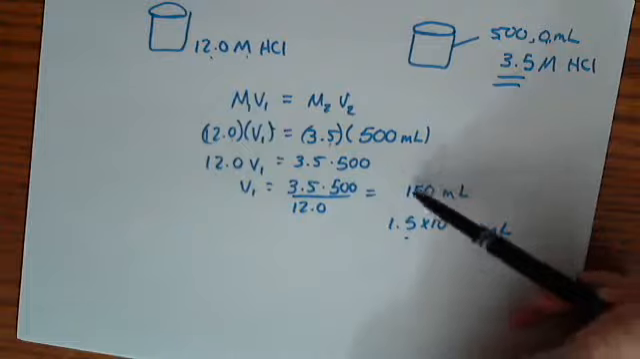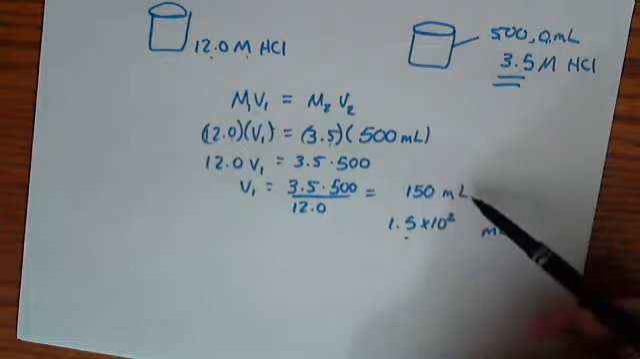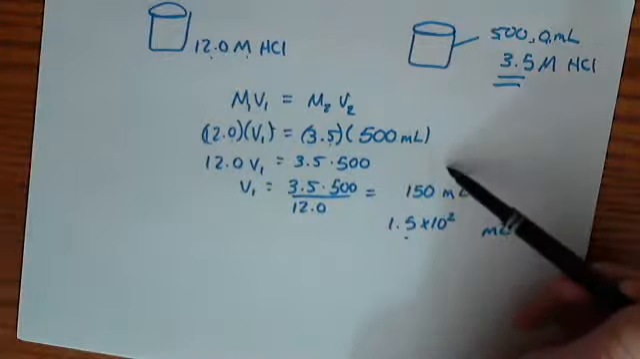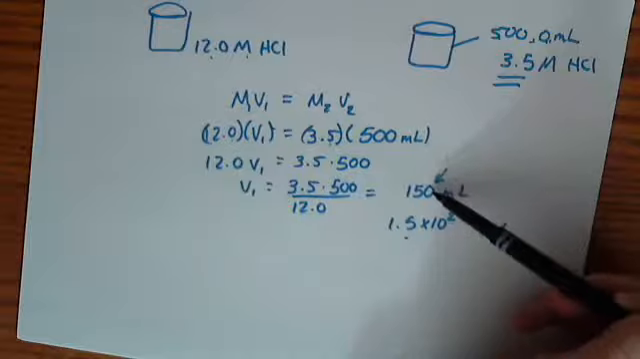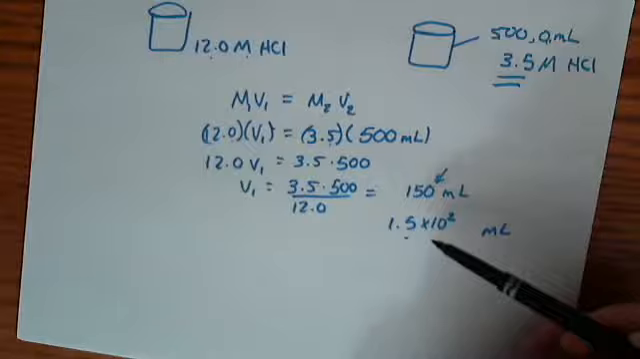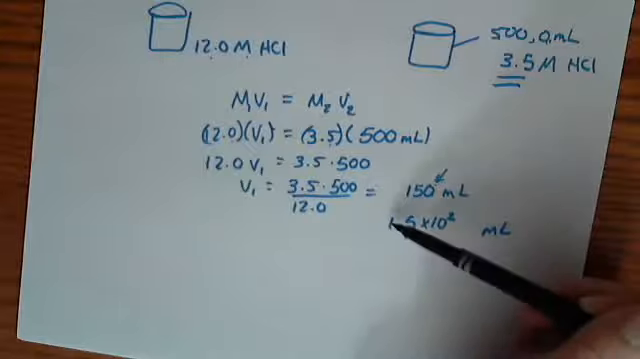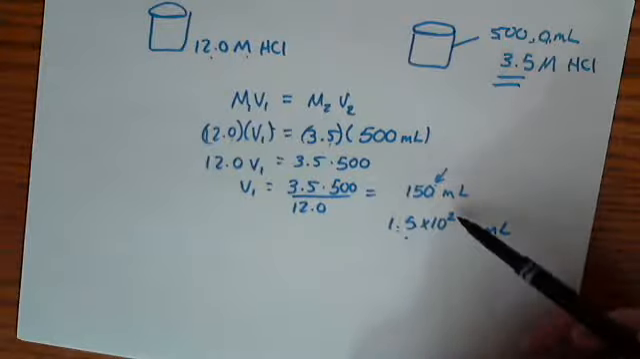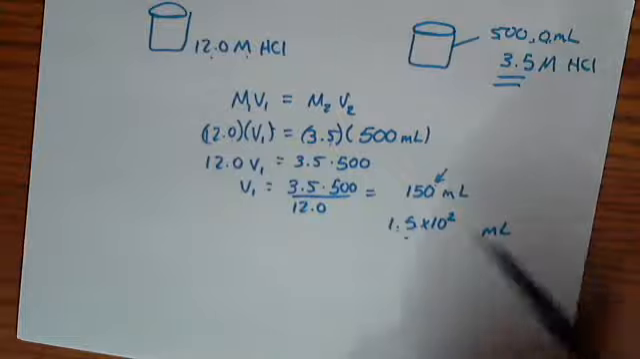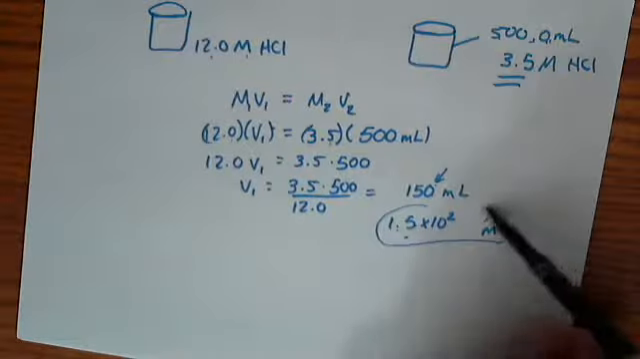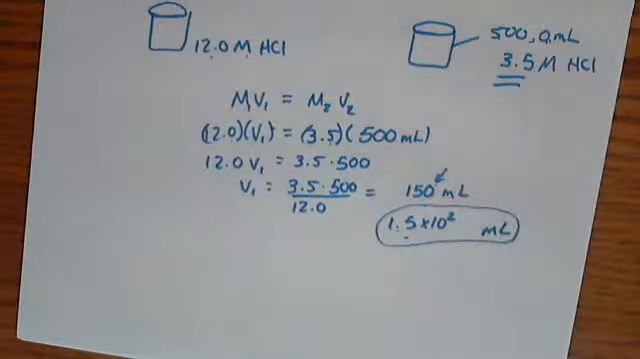This also works, 150 milliliters. But there is some ambiguity. Some people will try to count that 0 as a significant figure, when in fact it is not. It should be written as 1.5 times 10 squared milliliters, and that's how many milliliters you want. So I hope that helps you with the dilution equation. Okay.